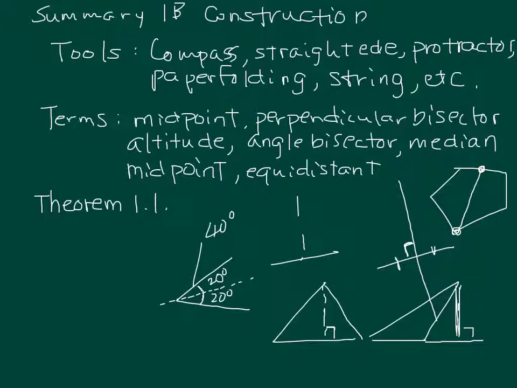Equidistant means the distance will be the same. So, for example, if you have two points A and B, and you take a point C equidistant from A and from B, that tells us that the distance AC will be the same as BC. And we use that concept for Theorem 1.1. So let's go over Theorem 1.1. Theorem 1.1 is the perpendicular bisector theorem.